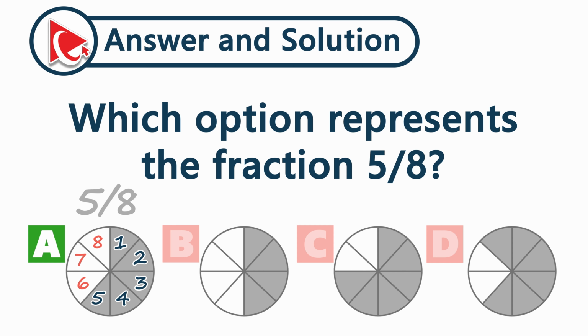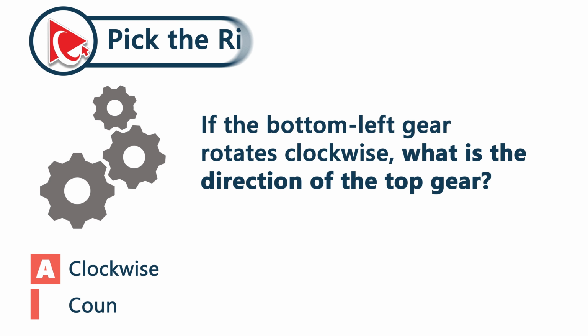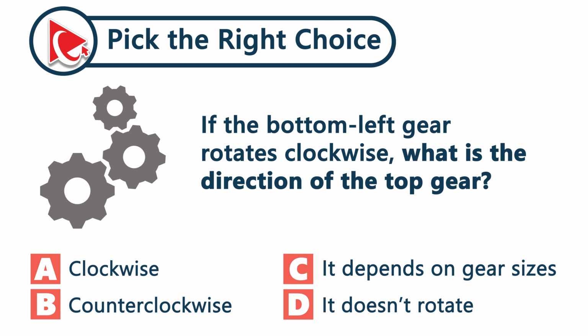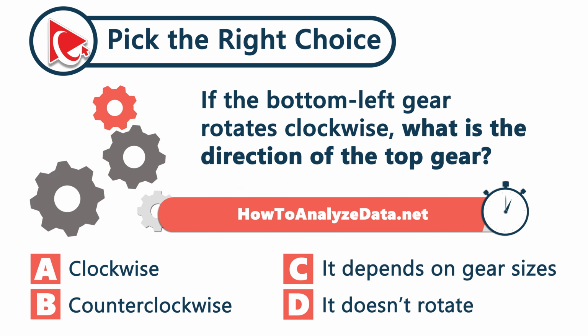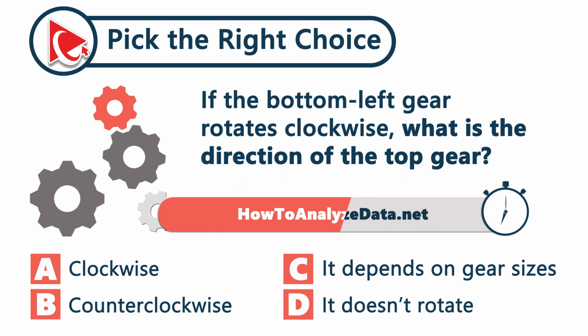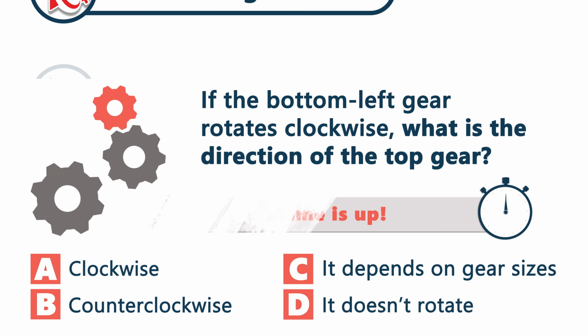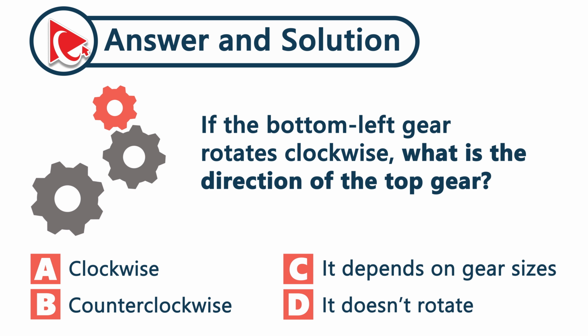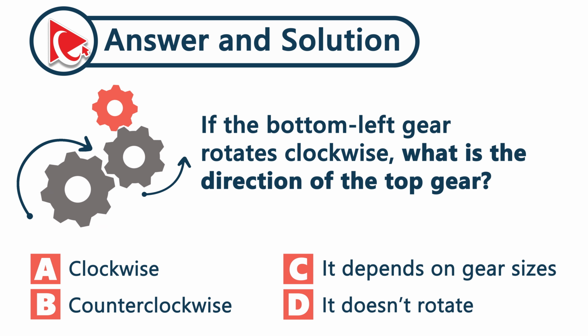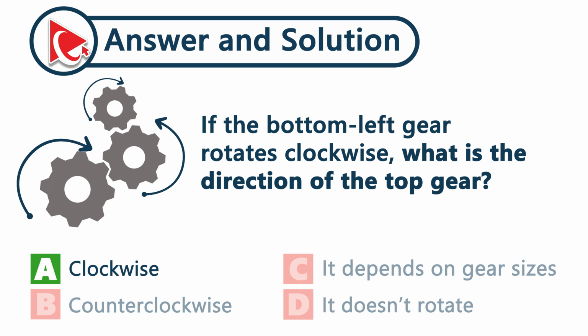Simple, clean, and precise. Take a close look at these 3 connected gears. If the bottom left gear, the largest one, rotates clockwise, what is the direction of the top gear, the smallest one? Each gear flips the motion of the one before it. So clockwise, counterclockwise, and clockwise again. The correct answer is choice A, clockwise.